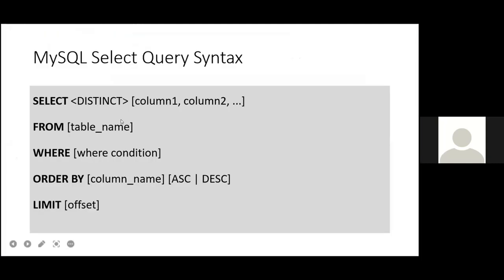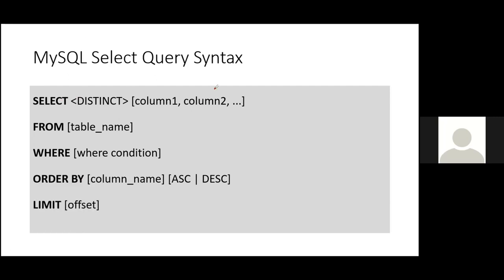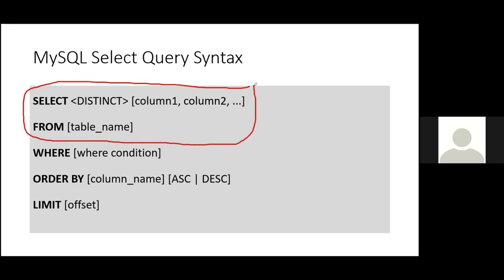The syntax of the select query: optionally you have this distinct part. Select, then the distinct part, or otherwise you can provide the column names that you would like to access and display, and then from which table you're going to get the data, right? The other parts, of course, are all optional. The simple query that you're going to need is this part, right?